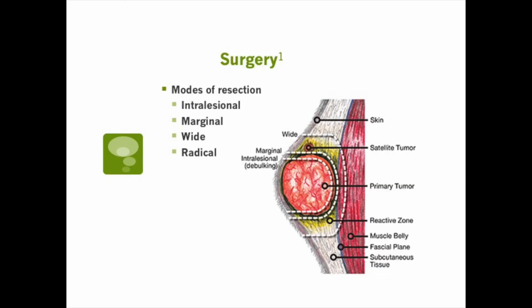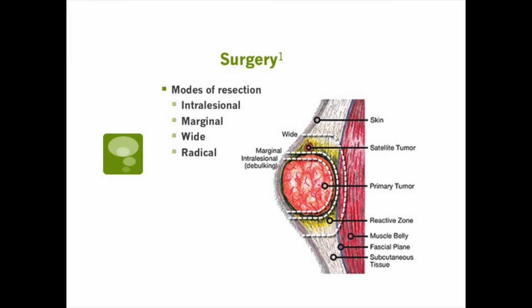It must be a core needle biopsy to see that ultrastructure, and that architecture. When it comes time to surgery, in terms of resection, and this goes along with some of the biopsy principles, so intralesional, marginal, wide, or radical. An intralesional resection is where you actually go into the tumor and just scoop it out. So this would be the incisional biopsy. You make an incision, you go in there, you take a sample of the tumor, you don't take out the whole tumor, close it back up.